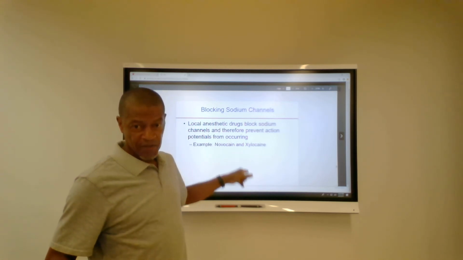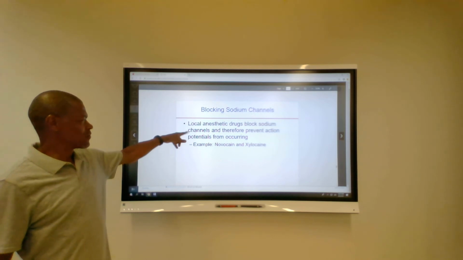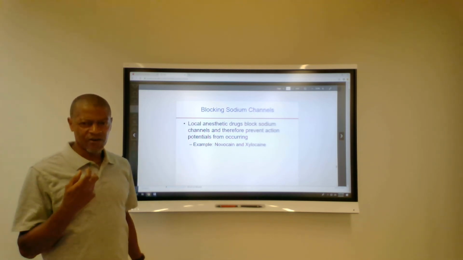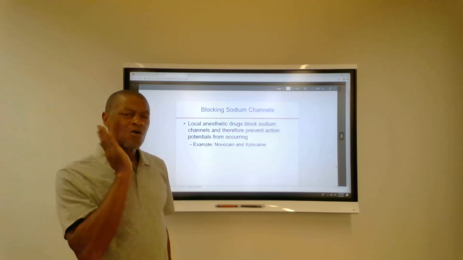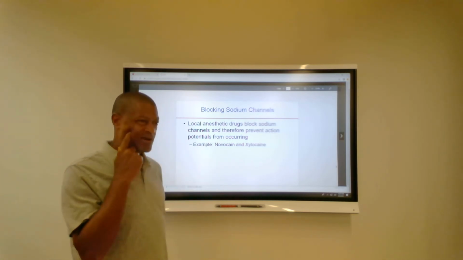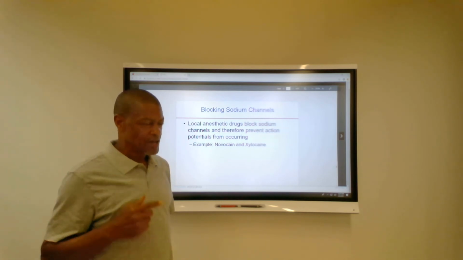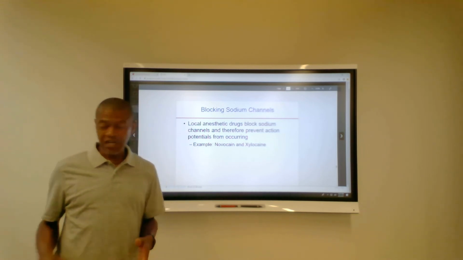When we spoke about the anesthetics, things like Novocaine may be local anesthetics that block sodium channels. So you go to the dentist, they inject your mouth, and you don't feel that pain in the area because it's blocking the sodium channels, versus another medication that may knock you out in your sleep.